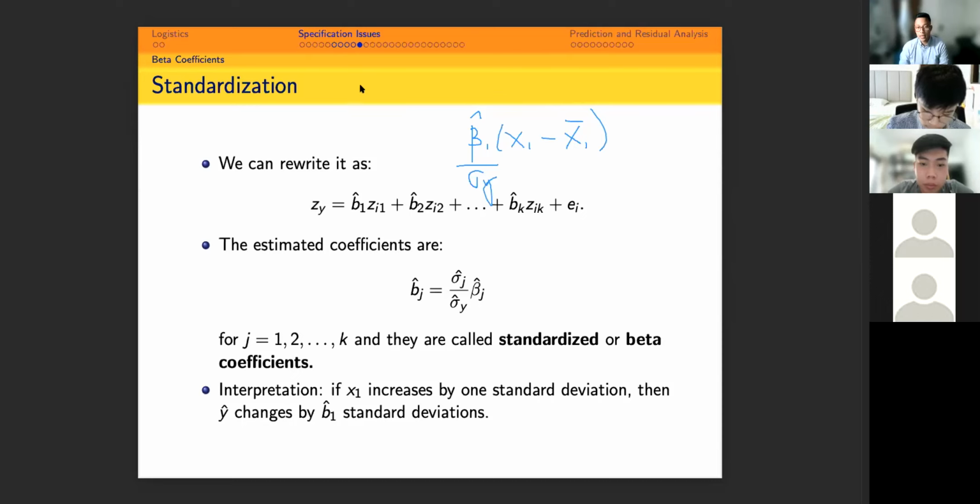Now, what I'm going to do is just a simple trick. If you divide something by a constant c and you also multiply the same equation by c, then basically it's just the same equation. So what I'm going to do here is multiply it by the standard deviation of x1 and then divide it by the standard deviation of x1 as well. And so we can rearrange from this. After we rearrange, we have something like this.